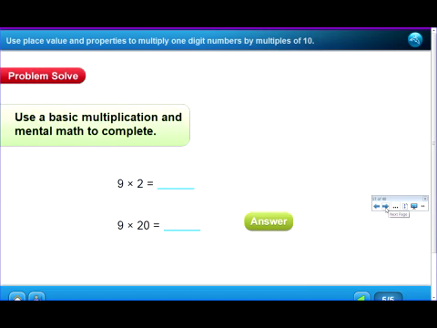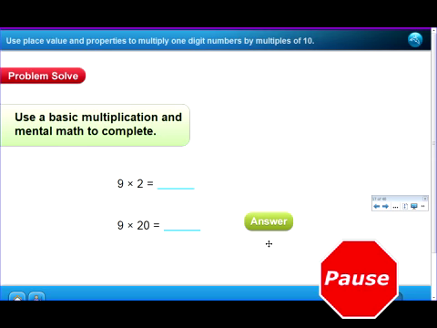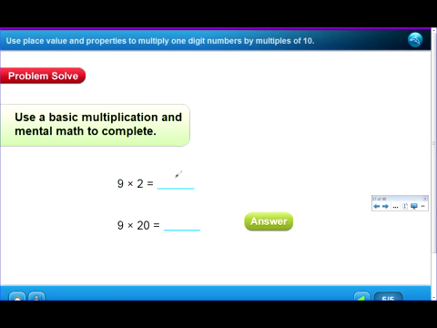Well, let's try it with a problem. This is a basic multiplication and mental math, so you can figure out the answer on your own. Pause the video and see if you can find it. And just for kicks, let's make sure you have it. 9 times 2 is 19, right? No, it's 18. All multiples of 2 are even. So 9 times 20 is 180. And we can check our answer. 18 and 180. Good job!